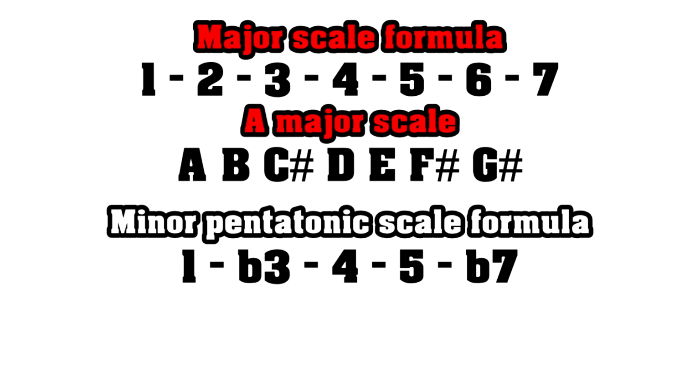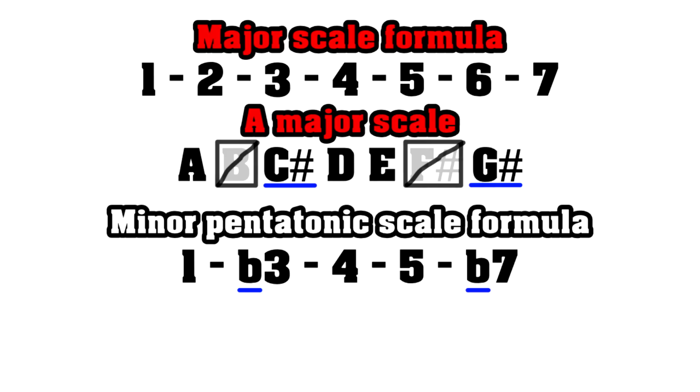From there, you then do what the minor pentatonic scale formula tells you to do, which is to eliminate 2 of those notes, and then flatten the 3rd and 7th note. The result is now the 5 notes that are found in the A minor pentatonic scale.